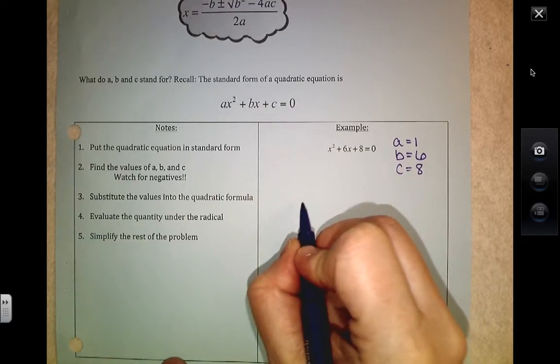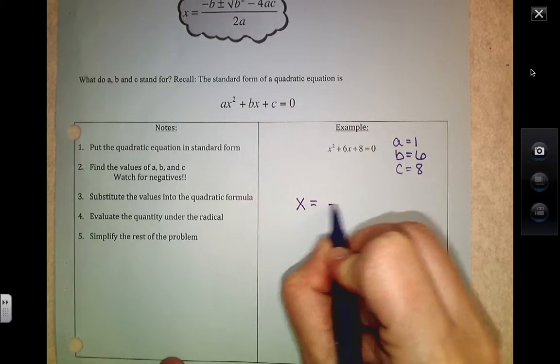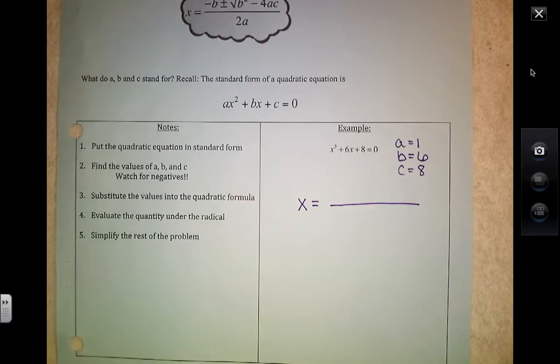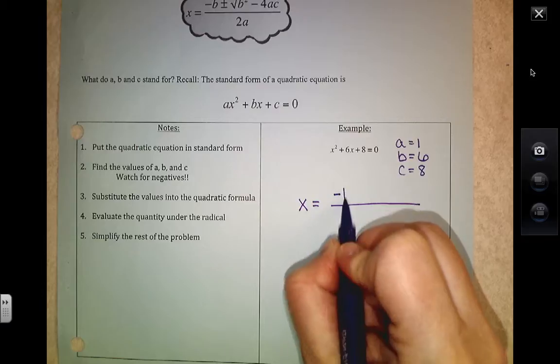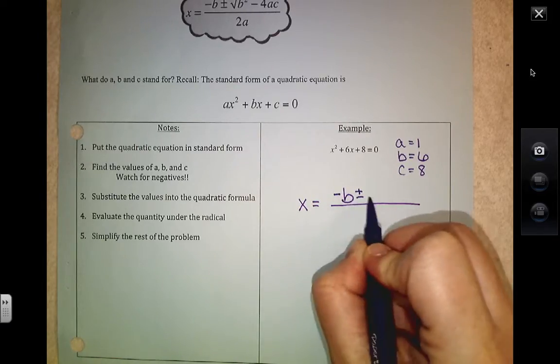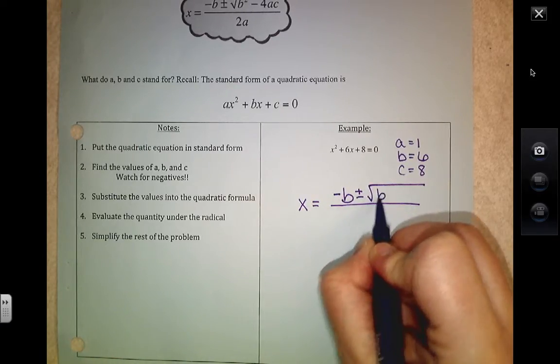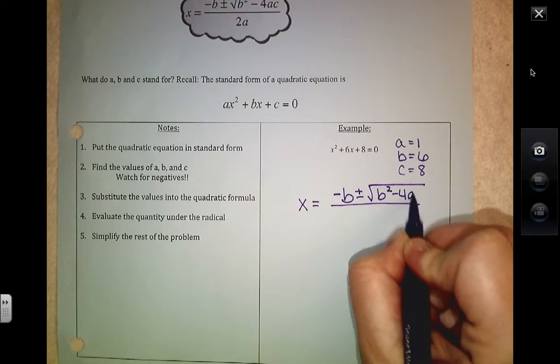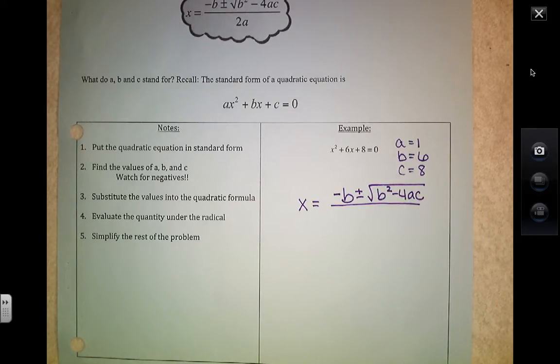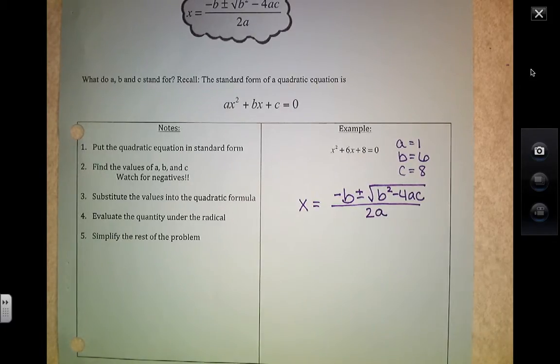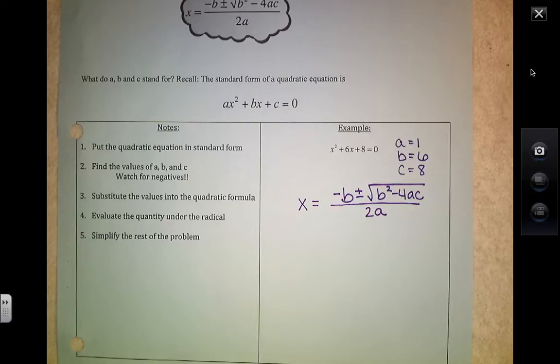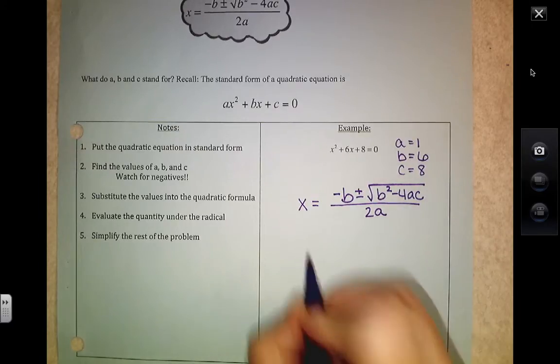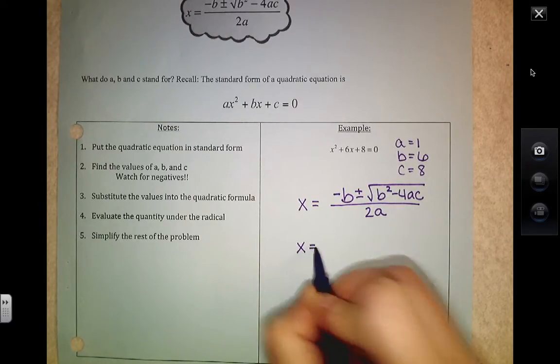All right, let's copy down the formula. So x equals, I like to make my big fraction first. And then we've got negative B plus or minus the square root of b squared minus 4ac, and that whole thing is over 2a. So this really is an exercise in substituting to begin with, just taking these three numbers and filling them in. This is something I really could have asked you to do at the beginning of the year, just filling in numbers.